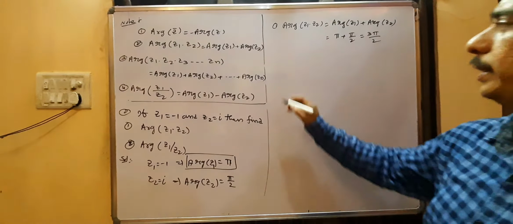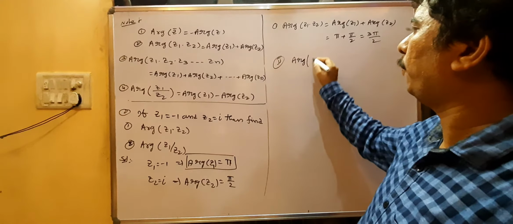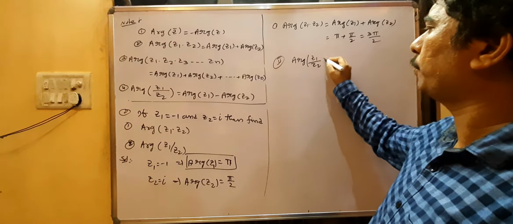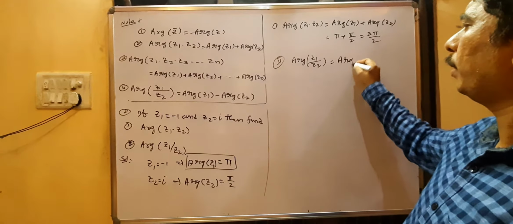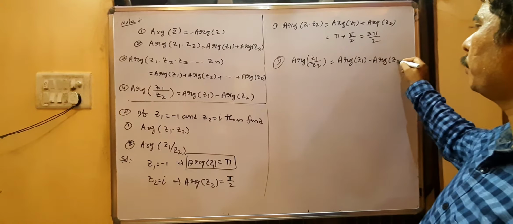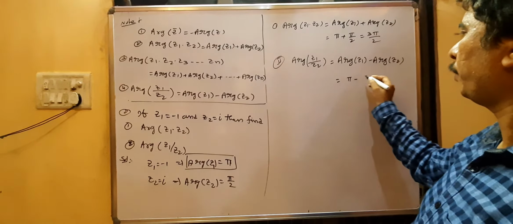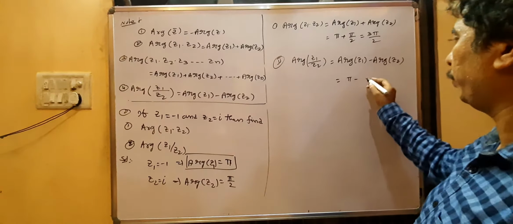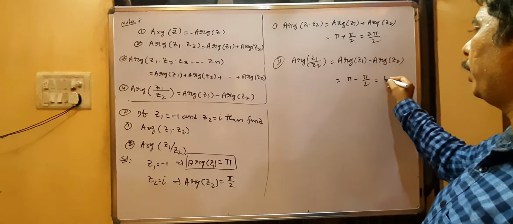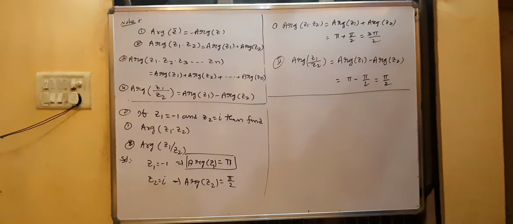Next, second bit. What is second bit you have? Argument of z1 by z2. That is the argument of z1 minus argument of z2. Argument of z1 you have pi. Argument of z2 you have pi by 2. Pi minus pi by 2 is pi by 2 is the answer. Copy it.